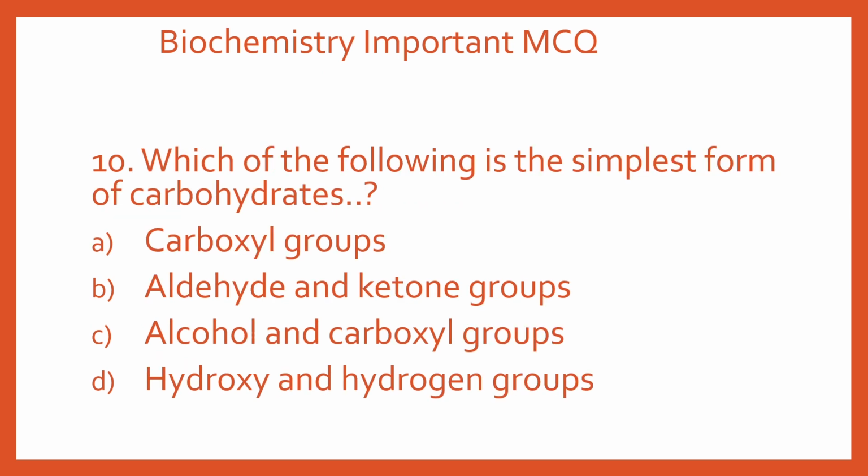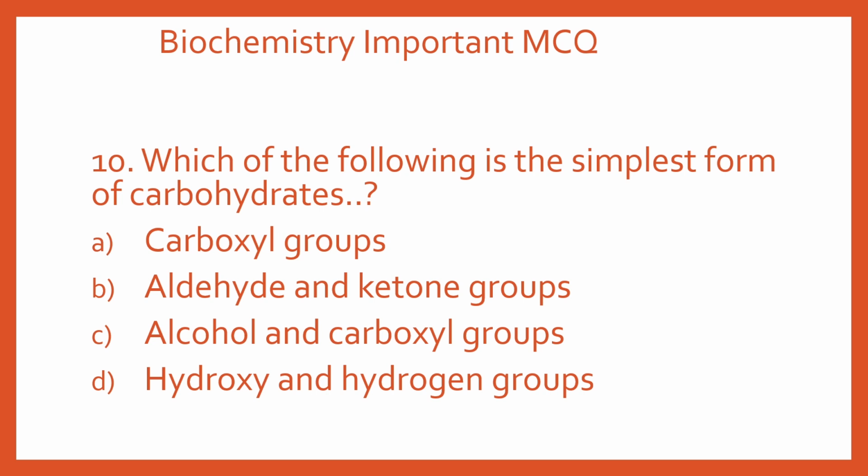Now, which of the following is the simplest form of carbohydrate? Now, I want to say something. When we're talking about carbohydrate, we have what we call the aldose sugars and the keto sugars. The aldose sugars are sugars that contain the aldehyde functional group, CHO. Examples are glucose and galactose, they are all what? Aldose sugars. And keto sugars are sugars that contain the ketone functional group. An example is fructose. Are we together?